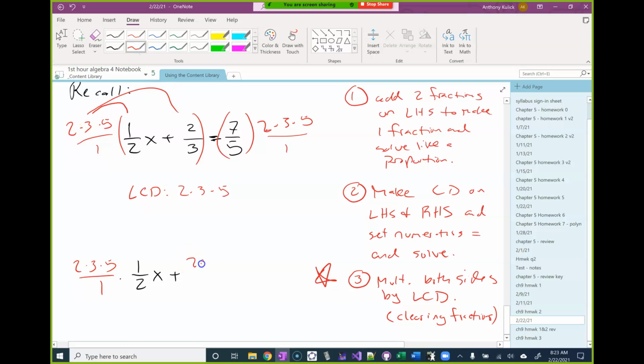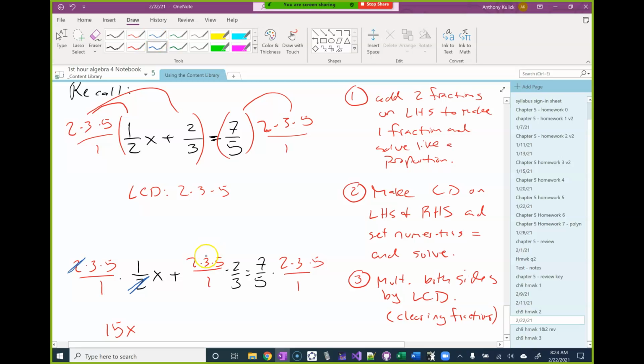And then I'll distribute here. I don't want to leave anybody behind, so I'll write all this out. It'll be a little bit more clear to see it if I do it that way. So when I multiply the first fractions together, the 2's cancel out, and I'm just left with 3 times 5 times x, or 15x.